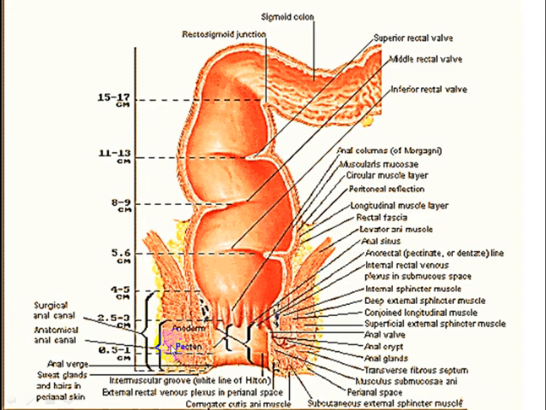This diagram shows the measurements of the length of the anal canal and the rectum. Here this is the anatomical anal canal up to the dentate line, and here the surgical anal canal, which is 4 to 5 cm, while the anatomical anal canal is between 2.5 to 3 cm. This is the white line of Hilton. This is the column of Morgagni, this is the sinus, and this is the valve here.